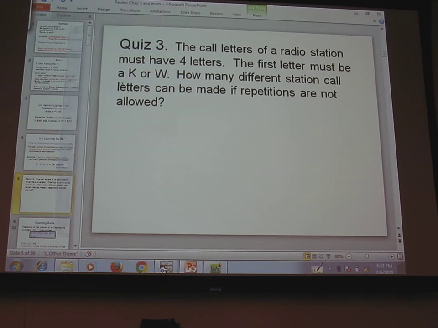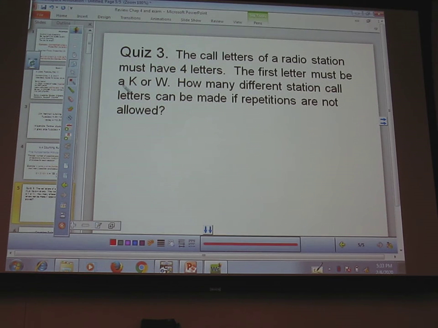So quiz number 3, call letters of a radio station must have 4 letters. How many decisions am I making? 4. Write 4 dashes before you even get any further. This is quiz problem number 3. We're jumping around a bit. The first letter has to be a K or a W. How many choices do you have for that first decision? 2. How many letters? There are 26 letters in the alphabet. If I don't put that down on an exam and you need to know, ask me. That's fine.